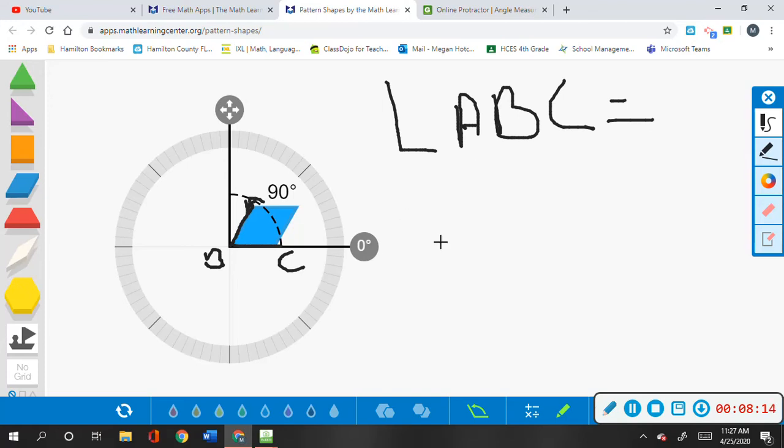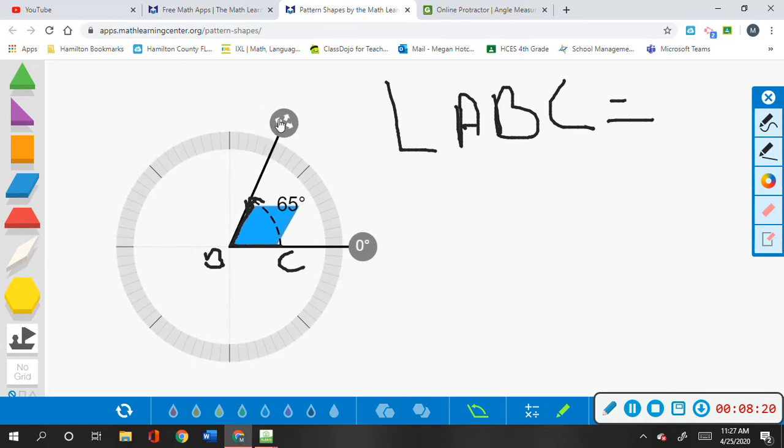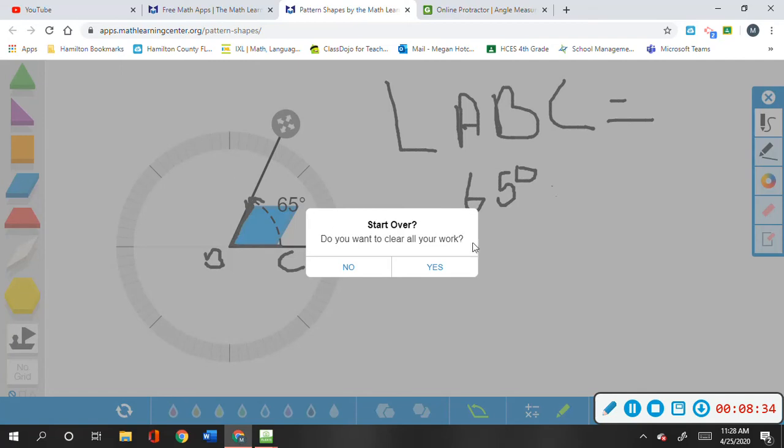And so what we're going to do is we're going to turn off our pen and we're going to move the protractor to find out that our angle ABC is equivalent to 65 degrees. Let's do another one. So that would be an acute angle. That's a good example of an acute angle.